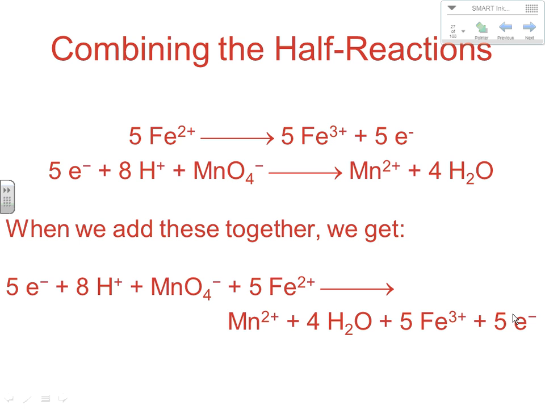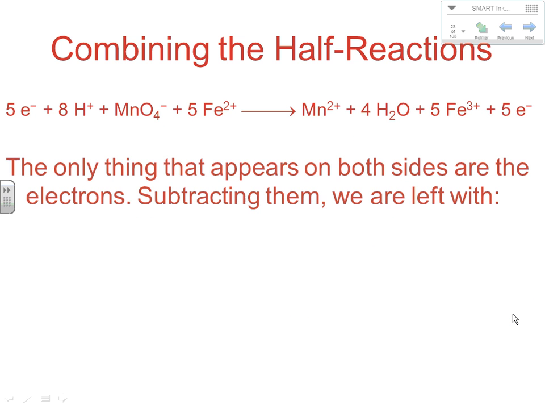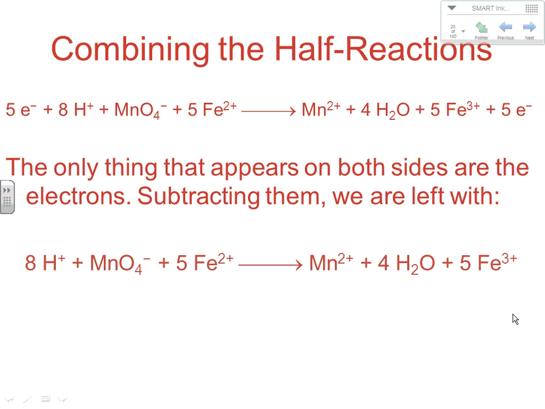Now when I add these two together, notice my electrons on either side cancel. And at that point, I don't really have anything else that's common to either side. So that's going to be my balanced redox reaction. Since the electrons were the only things that are on both sides at all, it's going to cancel to that. So that would be our balanced redox reaction. Now, this is actually for an acidic environment, and the clue is we see the 8 H+ there.